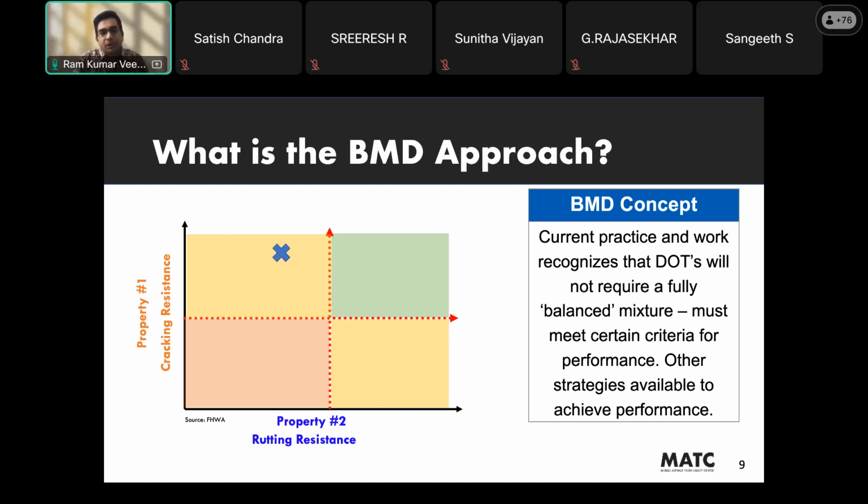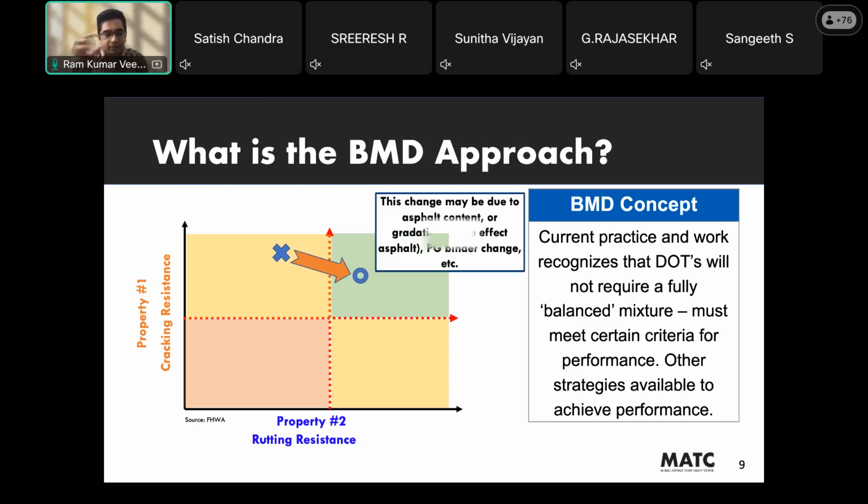So the goal here is to ensure that the mixture, say for example, if it's passing the cracking resistance but is failing in rutting, you need to bring it to the criteria of both cracking and rutting to maintain an optimum balance. You can ensure this balance by changing your asphalt content, gradation, and the binder type. And that's what this balanced mix design approach is, where you're adjusting your volumetrics to achieve the desired cracking and rutting performance.